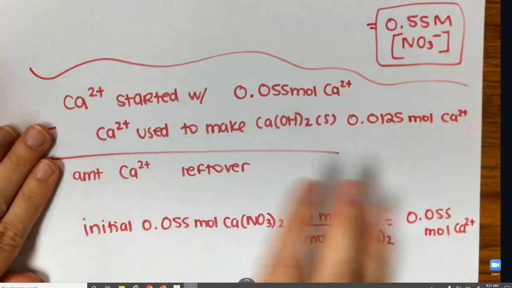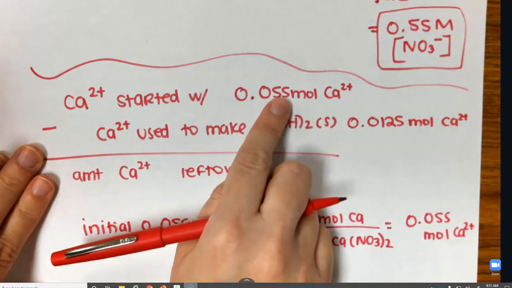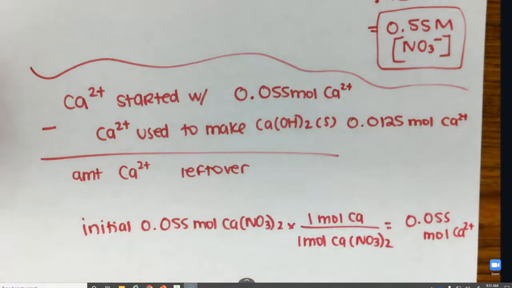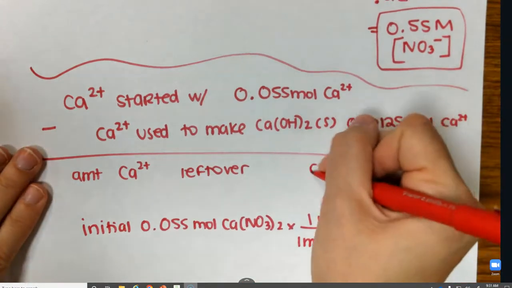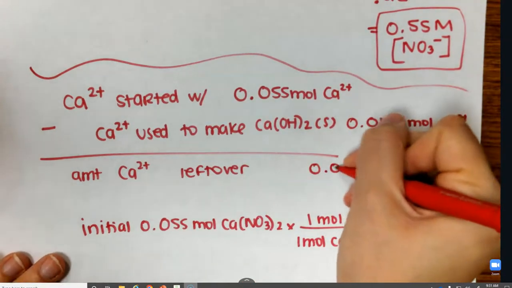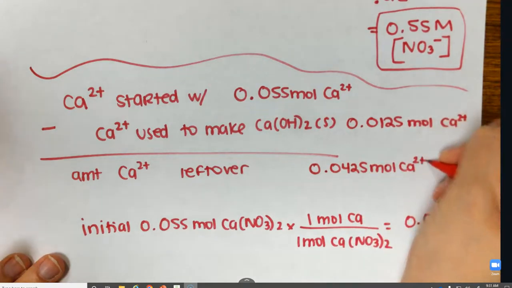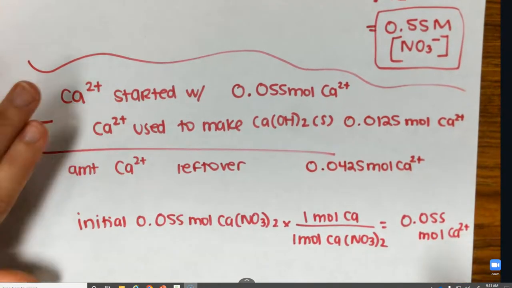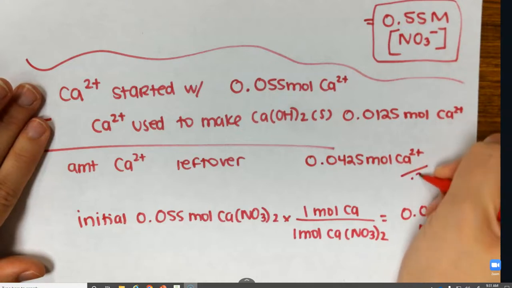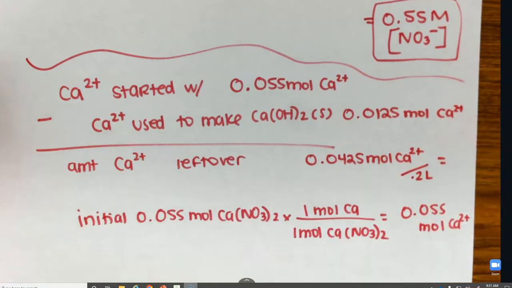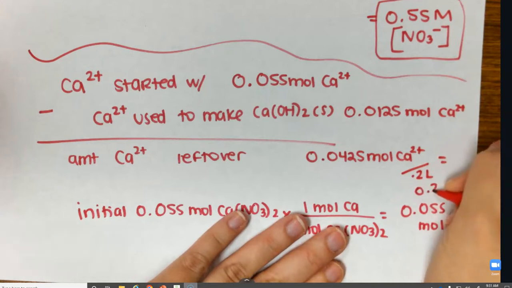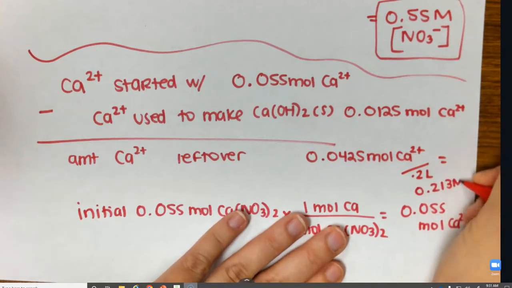Now, to get how much calcium is left over, I just subtract the amount I started with minus how much I used. That leaves us with 0.0425 moles of calcium left over. Now, the question did not ask for moles, it asked for molarity. And again, we divide by the total volume. You should get the leftover molarity is 0.213 M.